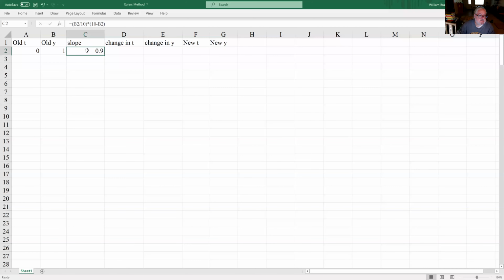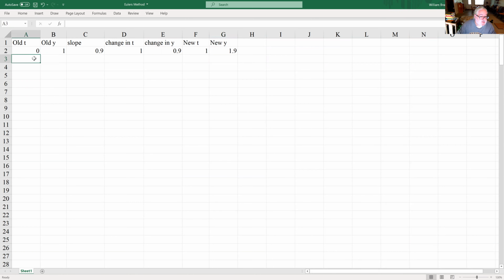Okay, I changed that so that the formula is actually correct. Change in t was 1. Change in y then is slope times change in t. So that equals this times that, which is 0.9. What's your new t? It's the old t plus 1, because that's our change in t. And our new y is the old y plus the change in y.